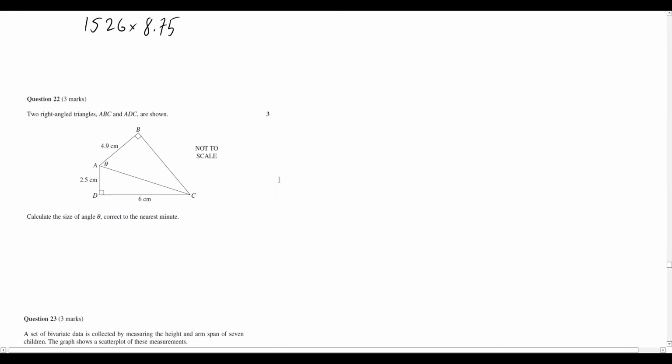Okay, question 22. Two right-angled triangles, ABC and ADC, are shown. It asks us to calculate the size of angle theta, correct to the nearest minute. Okay, so what we can do here is, first of all, let's see what we've got. We've got AD, we know DC, and we also know AB. So what I think is probably the best thing to do is to figure out the side length AC.